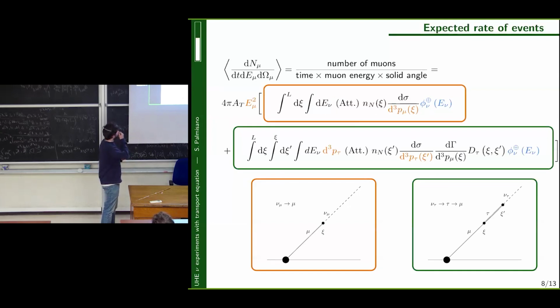Okay, so this is somewhat a master formula that allows us to compute the expected rate of muons on the detector, starting only from the neutrino flux. Note that under some approximations, there's no need to run Monte Carlo simulations for the predictions.